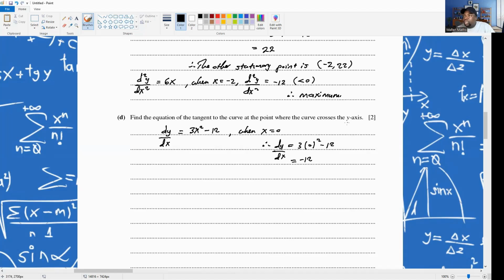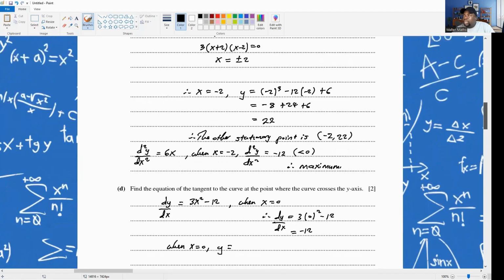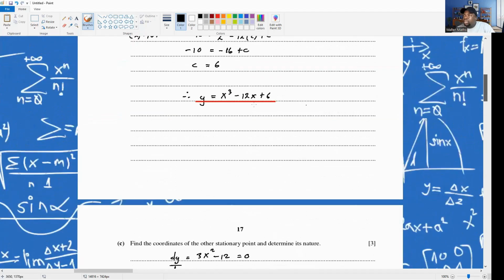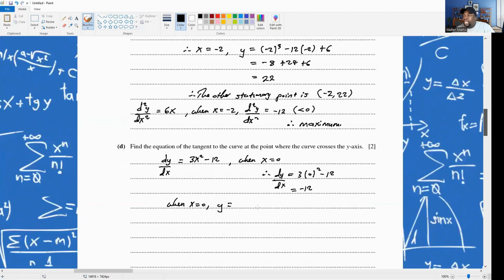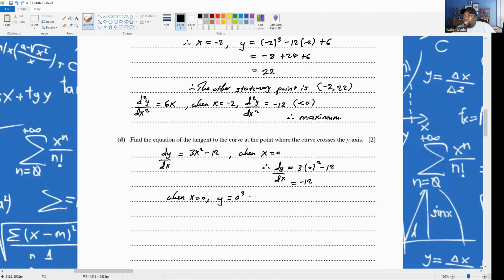They say where the curve crosses the y-axis. So when x is equal to 0, y is equal to, the equation of the curve is y equals x cubed minus 12x plus 6. So 0 cubed minus 12 of 0 plus 6. So y is 6. Therefore the y-intercept is the point (0, 6), because we got y to be 6 and x to be 0 here. So very important.